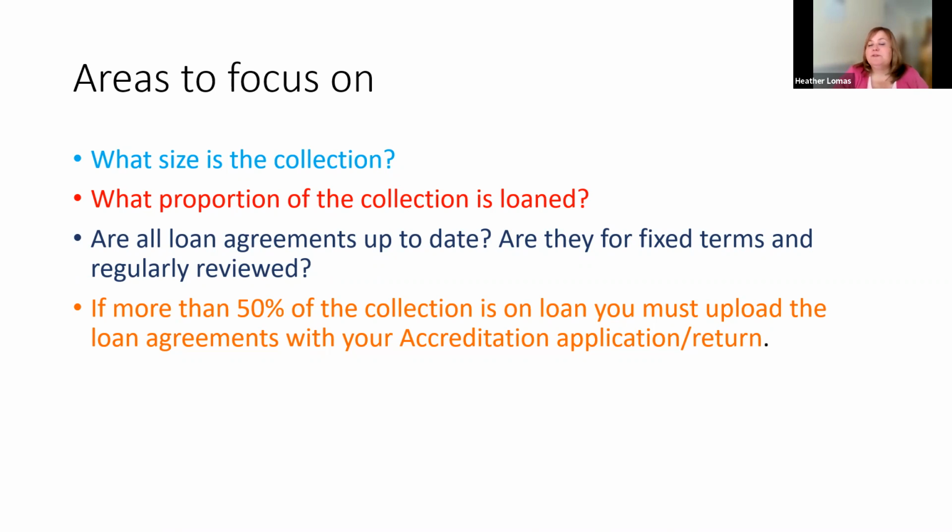Another area you need to think about is, if more than 50% of the collection is on loan, when you make your application or your return for accreditation, you must upload the loan agreements so that Arts Council can see that the loan agreements are meeting current standards. So these are all the things to focus on to meet 4.1.